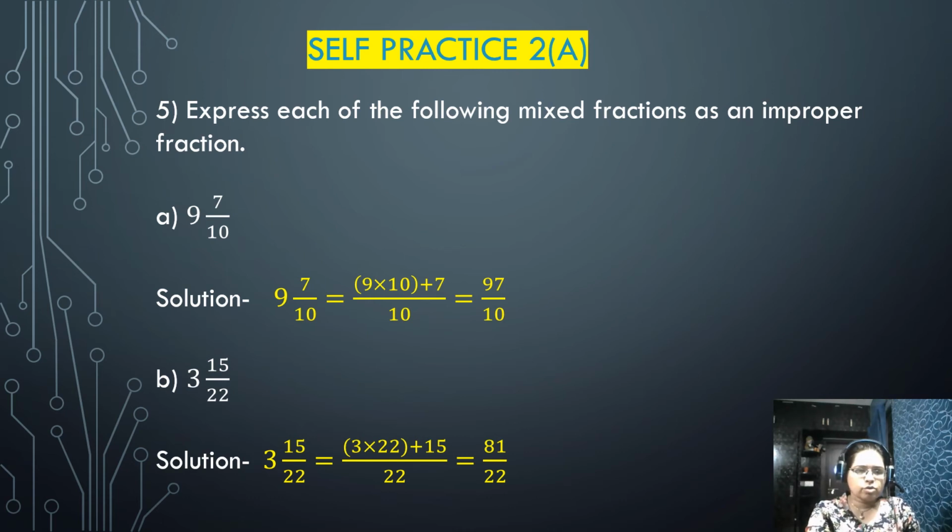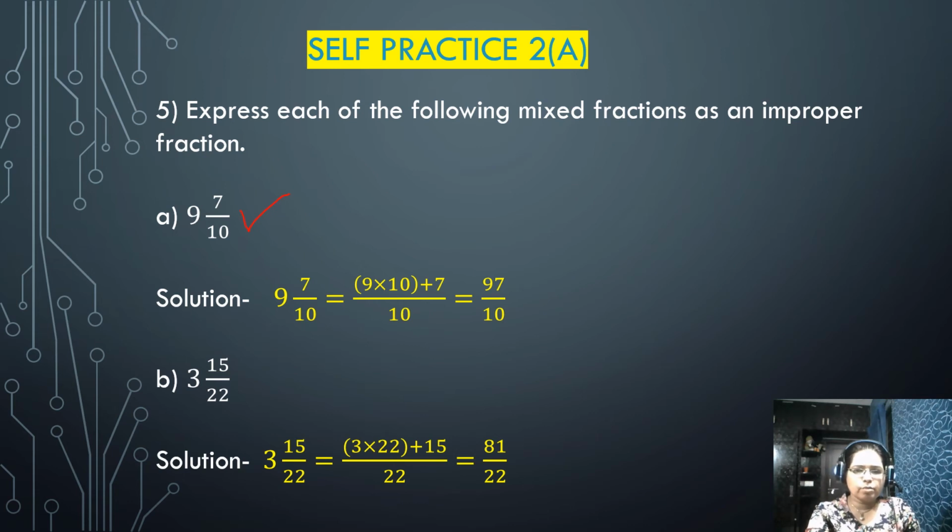Now we will solve question number 5. Question number 5 is: express each of the following mixed fractions as an improper fraction. First is 9 and 7 by 10. This is a mixed fraction. A mixed fraction consists of a whole number and a proper fraction. 9 is the whole number and 7 divided by 10 is the proper fraction. A mixed fraction is a combination of a whole number and a proper fraction.